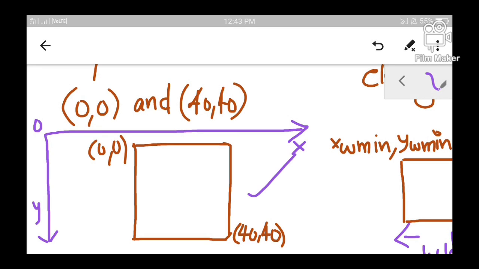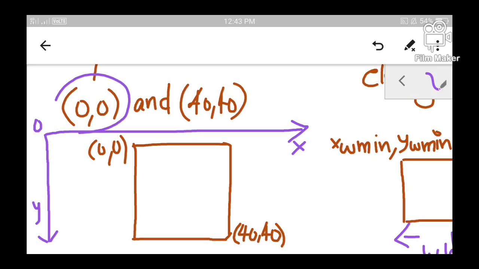Let us draw the window first. After drawing the window, let us mark these 2 points. Now 0, 0 typically indicates the x minimum and y minimum values. And 40, 40 typically indicates the x maximum and y maximum values.